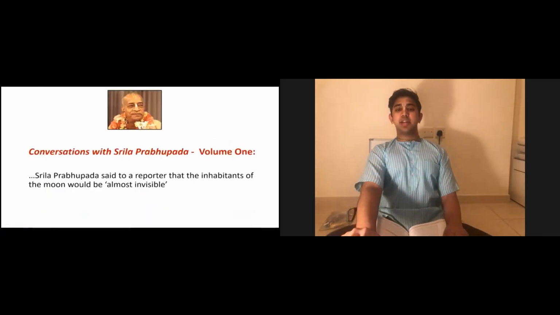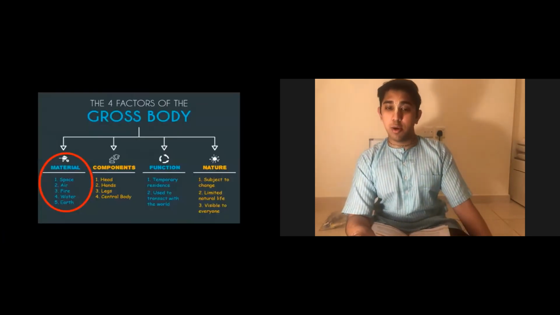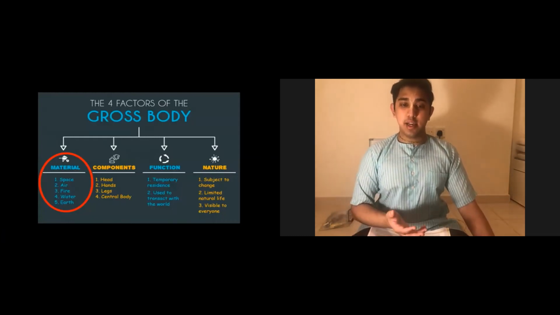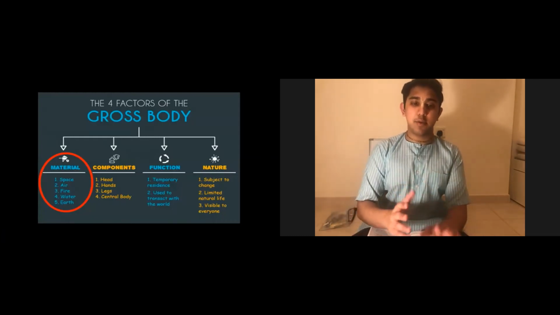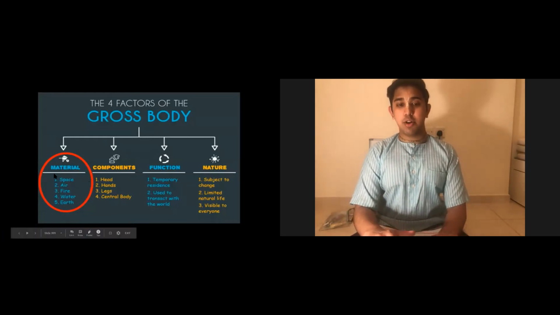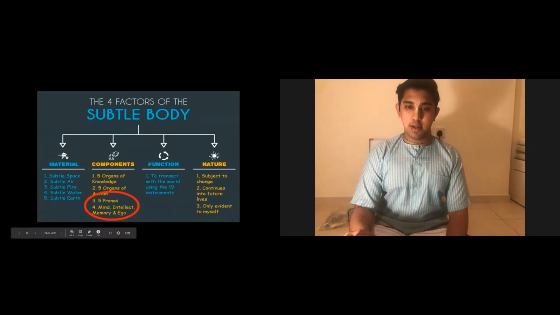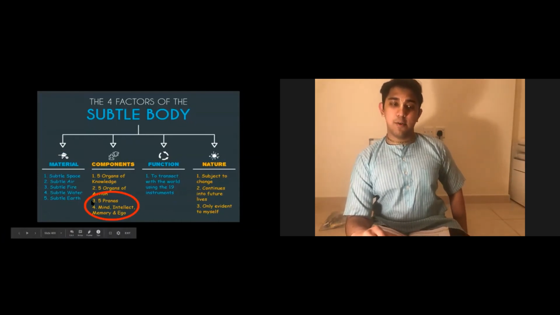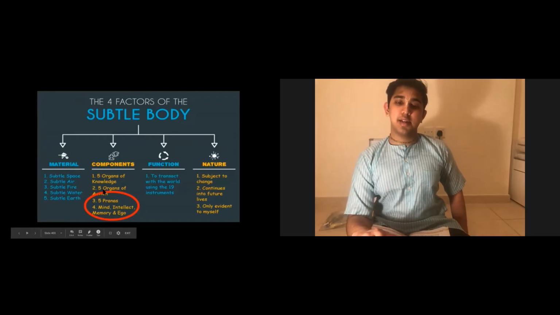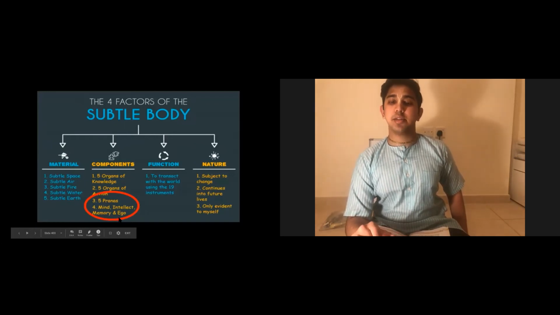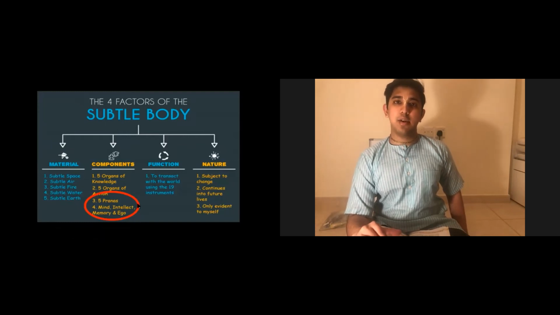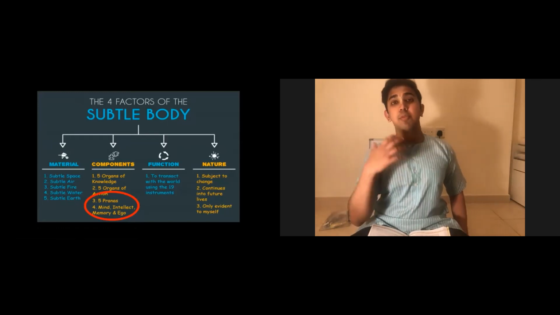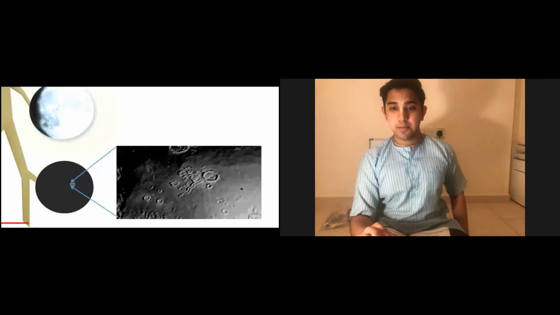So Srila Prabhupada said to a reporter that the inhabitants of the moon would be almost invisible. And to back that, we have the material as discussed from which the gross body of all the people on earth is made. But interestingly, the ingredients for all the bodies in all these higher planets are the 5 pranas: mind, intellect, memory, and ego. So with such subtle ingredients, one cannot perceive these beings.